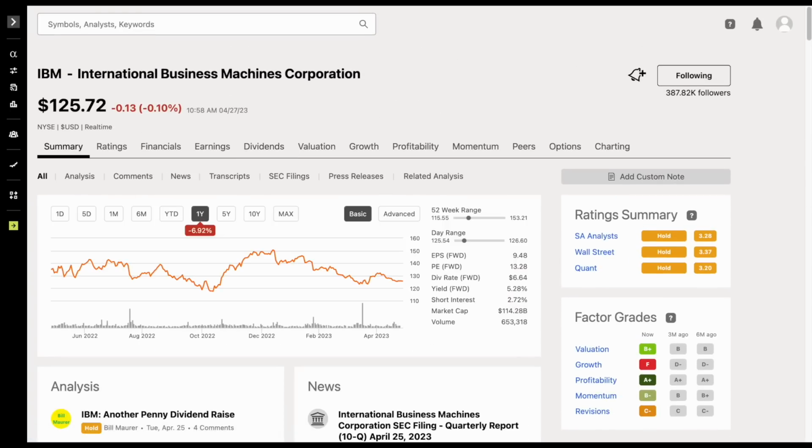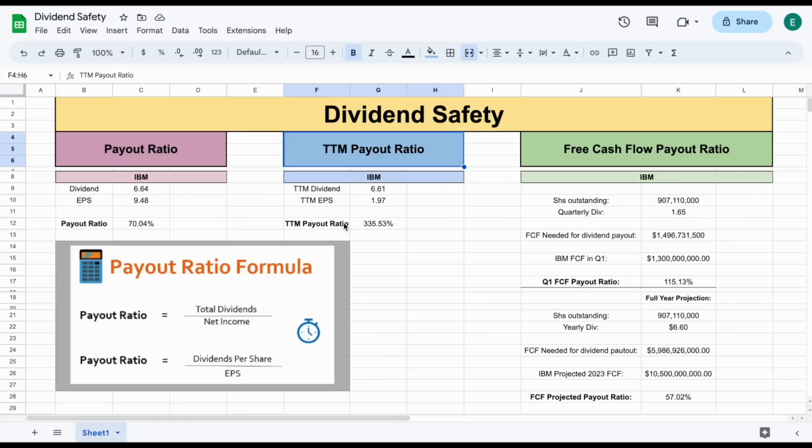I think this is extremely important to understand because just simply looking at the trailing 12-month payout ratio, or really just any single one of these, is not going to tell you the full story. It's important to look at free cash flow projected ratios, sometimes look at quarterly, but also look at the trailing 12 months and just the straight up payout ratio. There's so much value in looking at each of these different metrics.